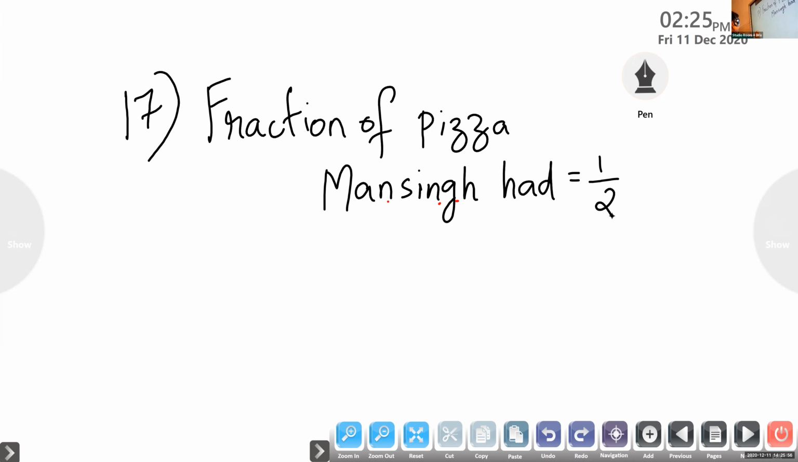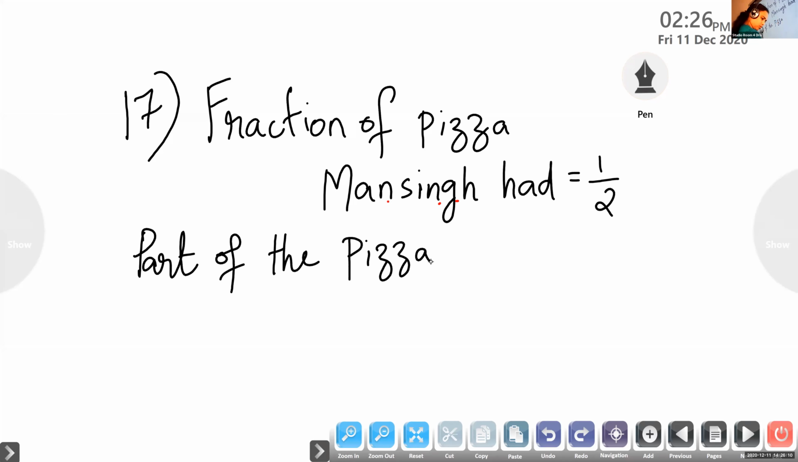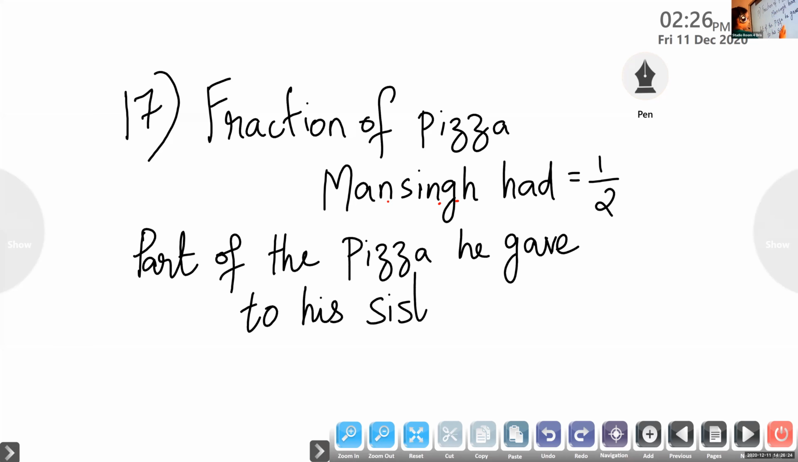Part of the pizza he gave to his sister. 2 by 5 of 1 by 2. He is not giving 2 by 5. He is giving 2 by 5 of 1 by 2.